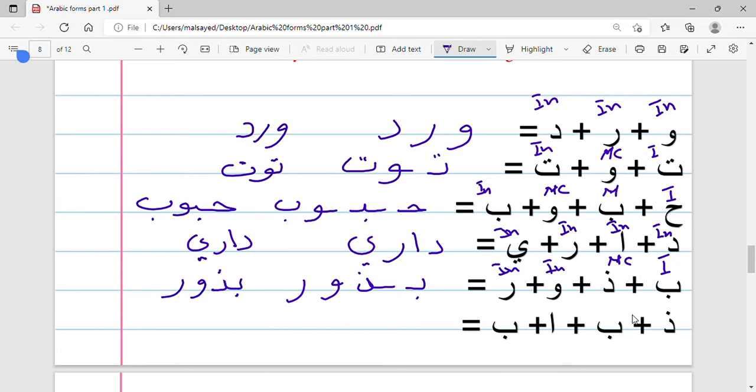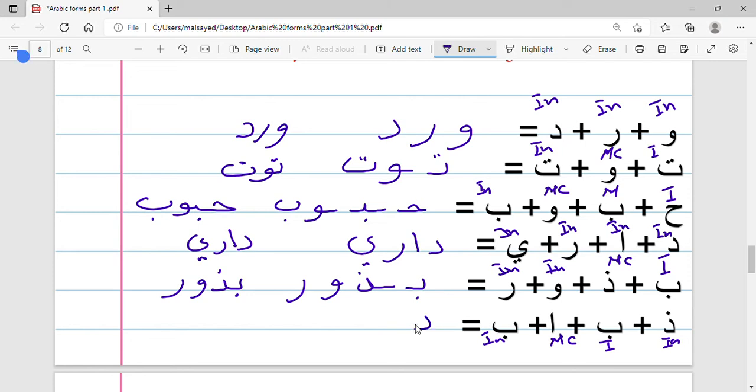Okay, let's see this one. So here we have dal is the first letter, so we choose the independent. Now between the dal and the ba, the dal makes the decision, so we choose the initial form of the ba. Now between the ba and the alif, the letter that makes a decision is the ba. The ba connects with after, alif connects with before. That means we choose the middle form connected. And now between the alif and the ba, alif makes a decision, so el ba will be the independent form.